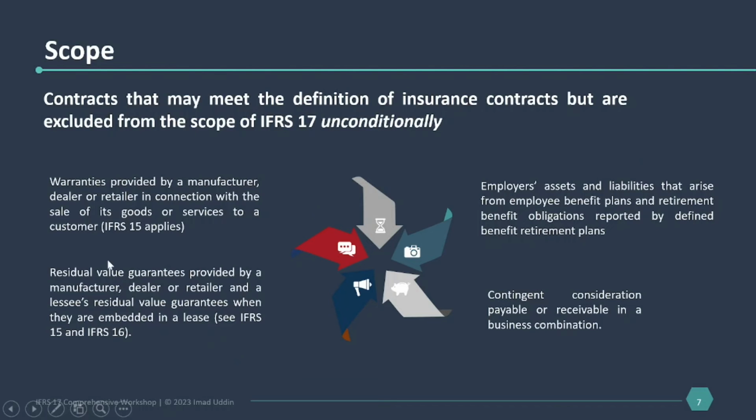Similarly, residual value guarantees provided by a manufacturer, dealer or retailer, and a lessee's residual value guarantee when they are embedded in a lease. These are covered under IFRS 15 and IFRS 16 and therefore specifically excluded from IFRS 17. Similarly, employee benefit plans are also excluded, and similarly contingent consideration payable or receivable in a business combination. All of these contingent payments that may meet the definition of insurance contracts have been specifically excluded by IFRS 17 from its scope.